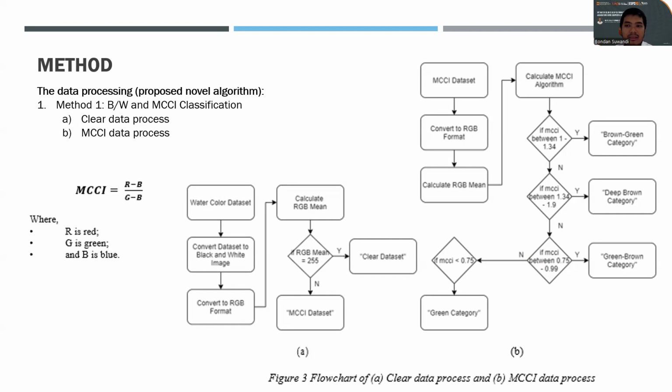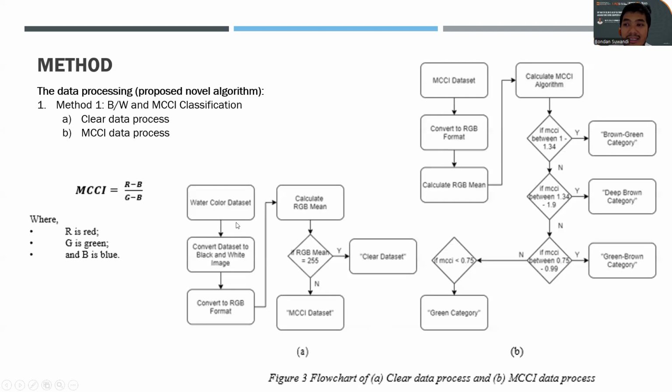The first one is the black and white and the MCCI classification. So the first method has 2 phases, the clear data process phase, and the second one is the MCCI data process phase. In the clear data process phase, first we classify whether the color is clear or color. So just between 2 phases, clear or color. That's why we only need a black and white algorithm.